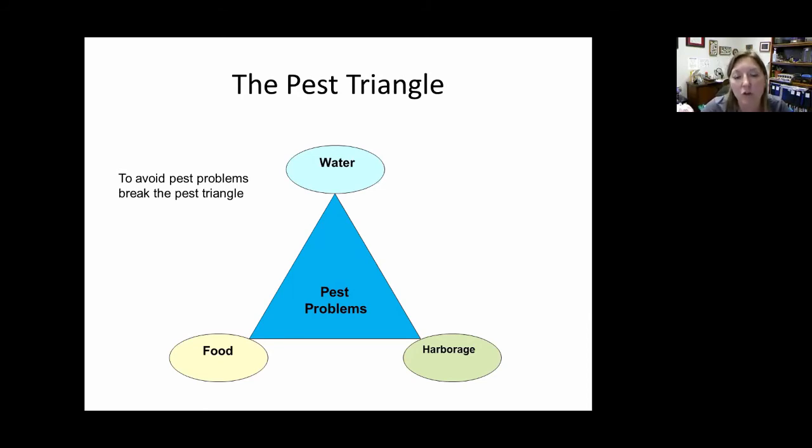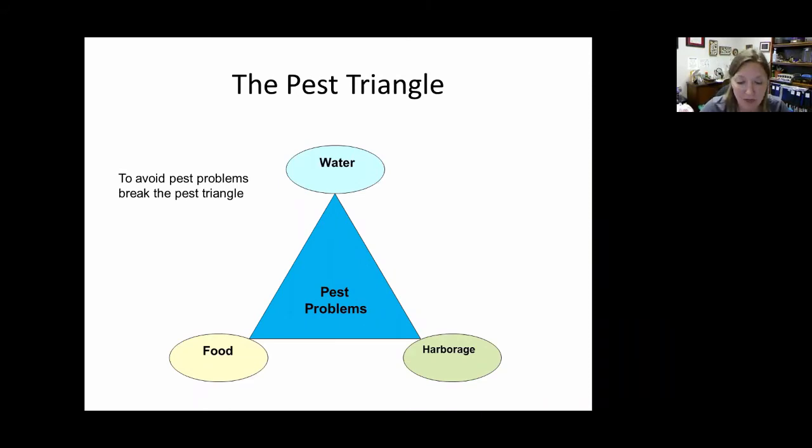And what we are trying to do is break this pest triangle by getting rid of one or more of those things. If you are able to get rid of food or water or harborage, then that will either cause the insect to go to a new location that has those things that it needs to survive, or if it's unable to do that, then it will end up dying.